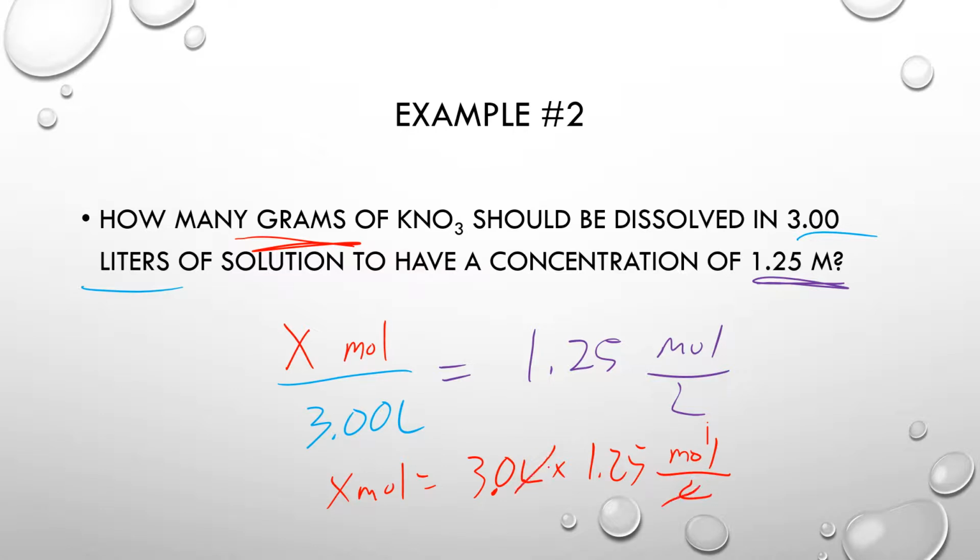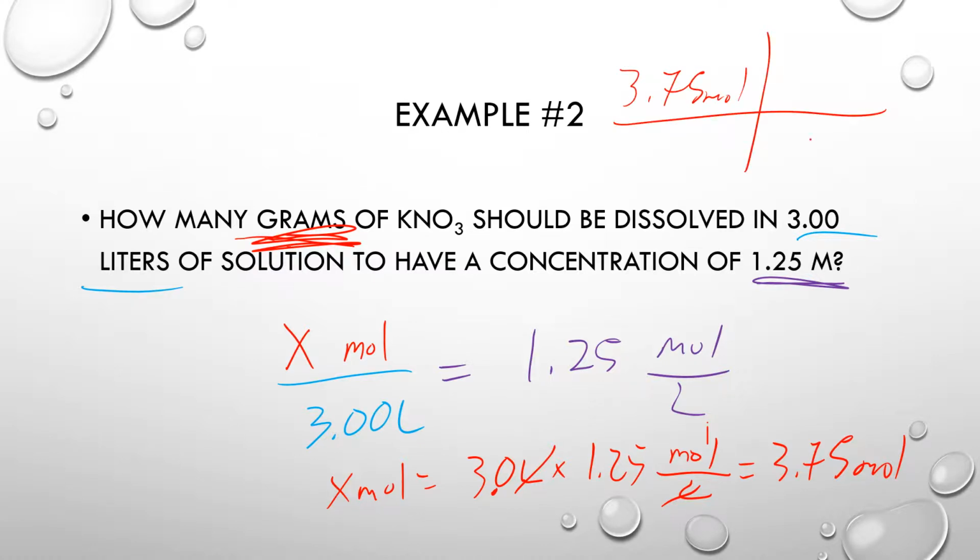And then liters cancel, and that's going to give you moles. So 3 times 1.25 is 3.75. So that equals 3.75 moles. Now, what it asked for was grams, though. So again, we got to go to the periodic table, take 3.75 moles, and from the periodic table, we got to turn moles into grams.